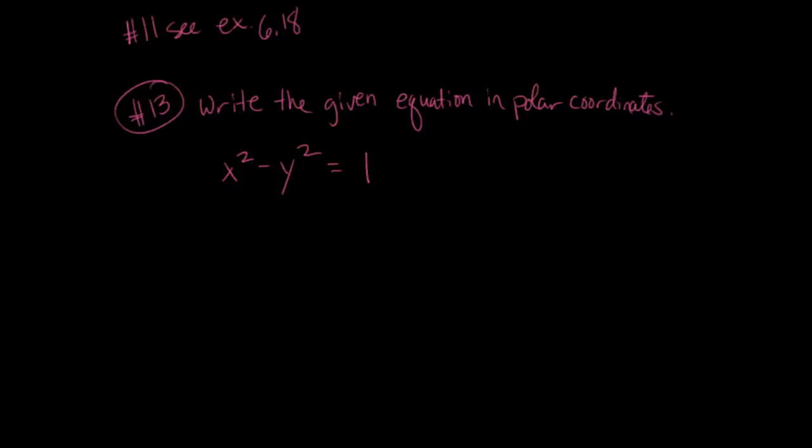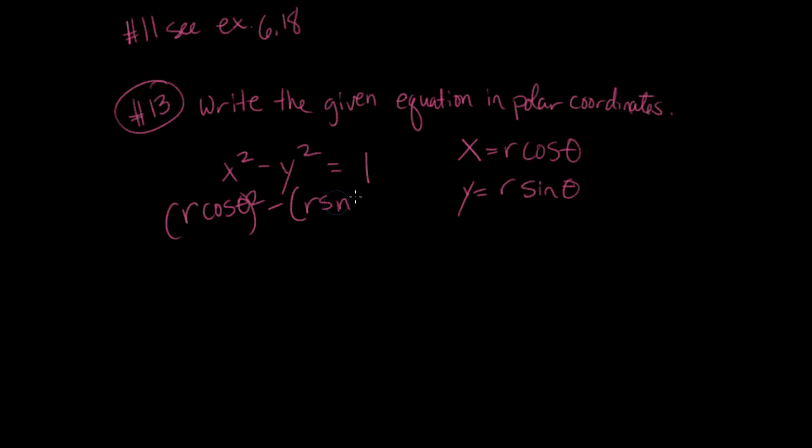Okay, so a couple of questions. They want you to write a given equation from the Cartesian plane to polar coordinate form. And so what you can do is remember that x equals r cosine theta and y is equal to r sine theta. So I'm going to substitute those values in first. So I've got r cosine theta, and that's squared, minus r sine theta, and that squared equals 1. I put up here number 11, see example 6.18. So that's writing a given equation in polar coordinates as well. That'll help you with number 11. It's very similar to 6.18.